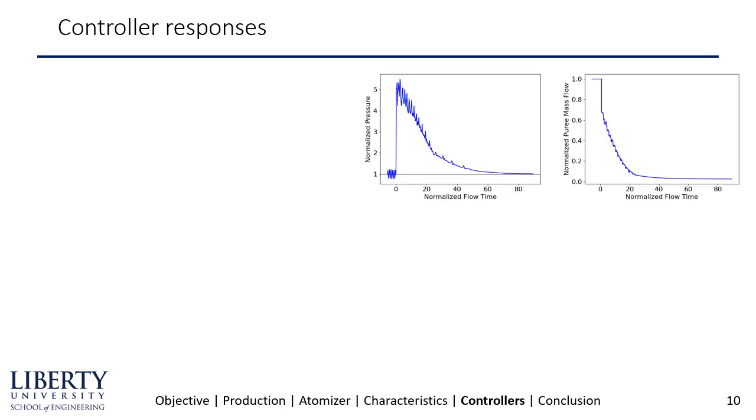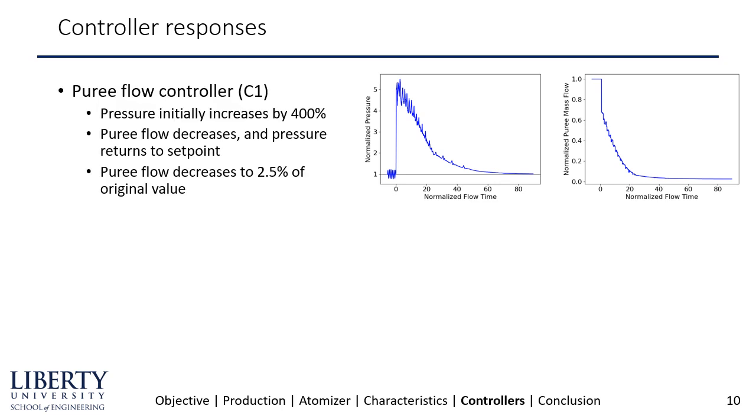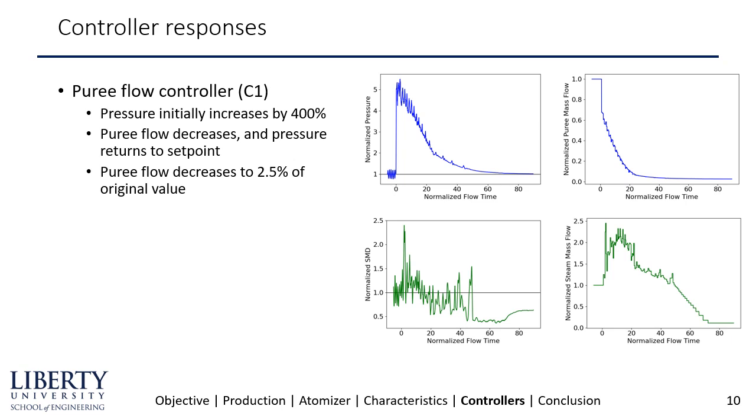Let's look at the controller responses. First, we have our puree flow controller. On the left, we see the pressure initially increases by about 400% in response to the viscosity change. But then on the right, we see the controller responds by decreasing the puree flow, and the pressure also decreases and comes back down to set point, which is the black horizontal line. Note that the puree flow decreases down to 2.5% of the original value, and we'll talk about it on the next slide.